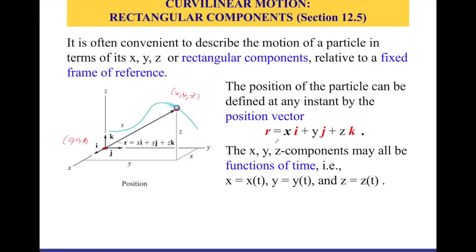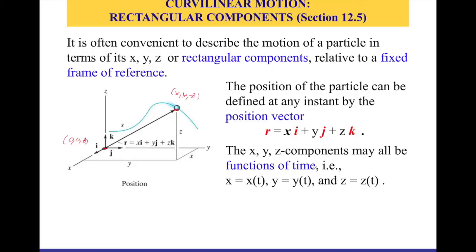So the position vector is x, y, and z. Remember, it's x final minus x initial, y final minus y initial, and z final minus z initial, and this is where you get your position. Since our reference is 0, 0, 0, we just put the x, y, and z. They can be functions of time, because if you're changing your location, they will follow a formula. So I can put x as a function of t, y as a function of t, and z as a function of t.